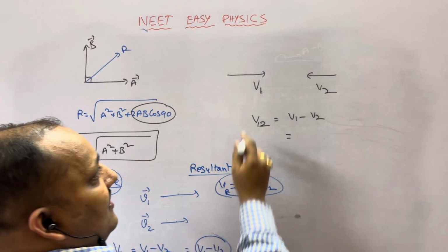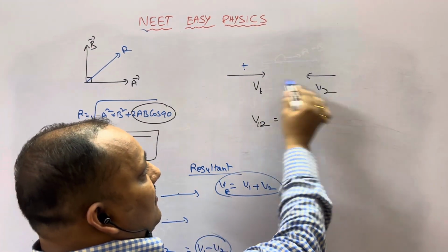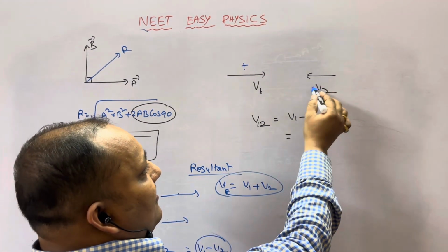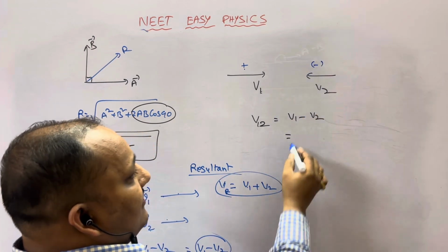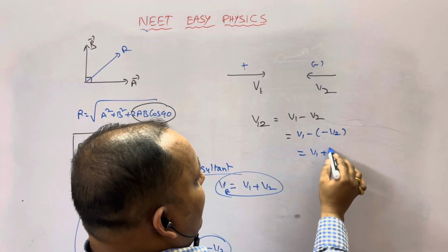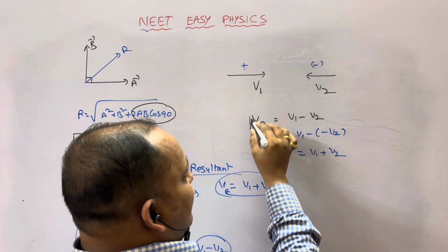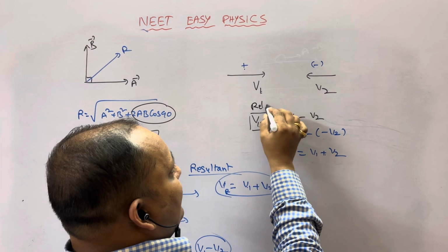v1 minus v2. v1 is positive because both are in opposite direction, so v2 is going to become negative. Substitute v1 minus v2, therefore we got v1 plus v2. So what does this mean? This is going to be the relative velocity.